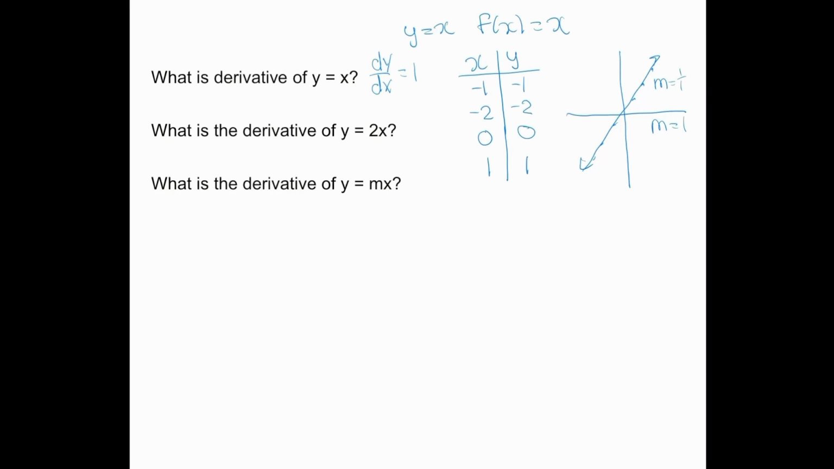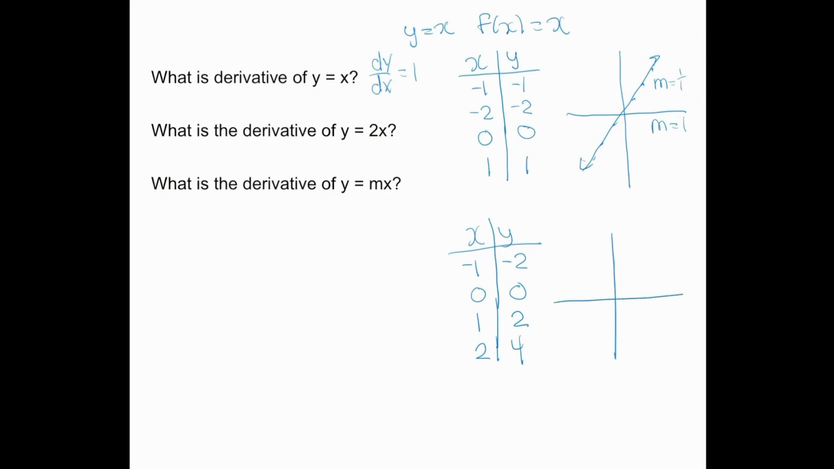What's the derivative of y equals 2x? Well, same thing. We could do a table of values, our x and our y. If x is equal to negative 1, then y is going to be equal to 2 times negative 1, or negative 2. When x is equal to 0, y is going to be equal to 2 times 0, or 0. When x is equal to 1, y is equal to 2 times 1, or 2. And if x is equal to 2, then y is equal to 4.